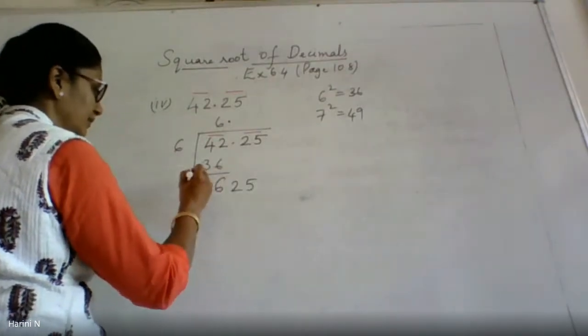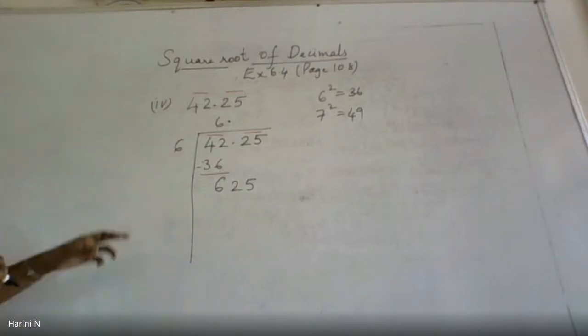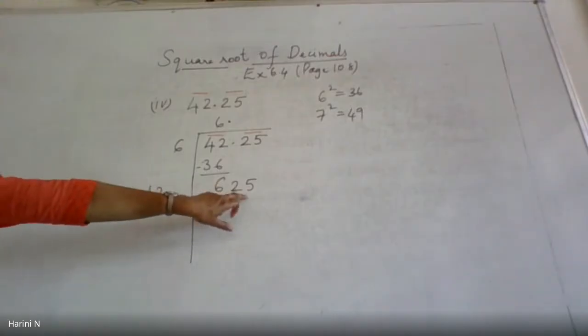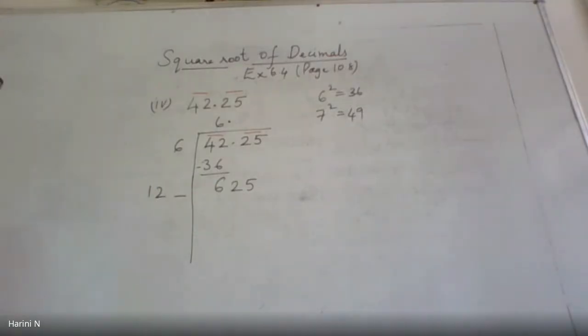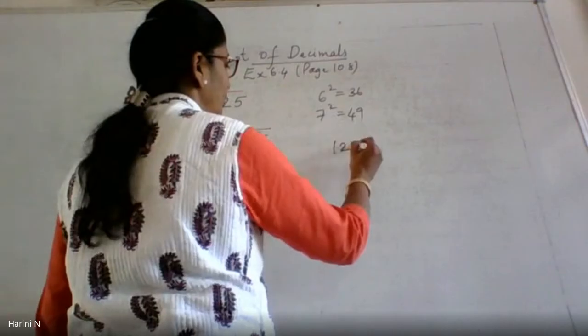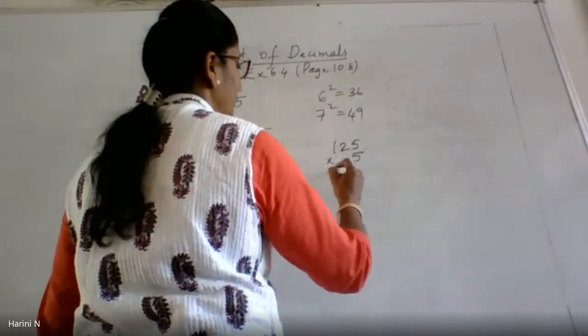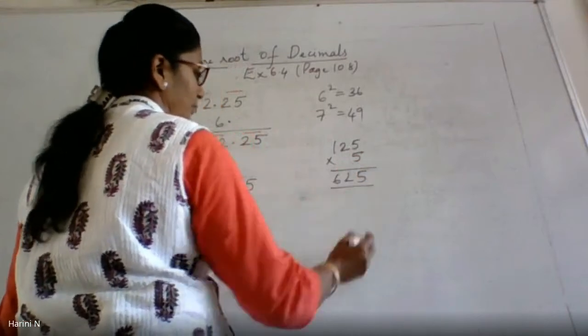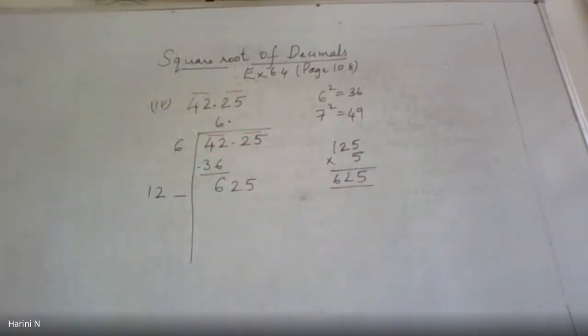Yes, ma'am. Put a decimal, bring down the 25. Continue the division with a new divisor by doubling the previous divisor, that is 12, and one dash, and the dash also. Ending with 5, very easy to guess. Ma'am, 5 only. 125 multiplied with 5 makes it 625 exactly. Yes, ma'am.